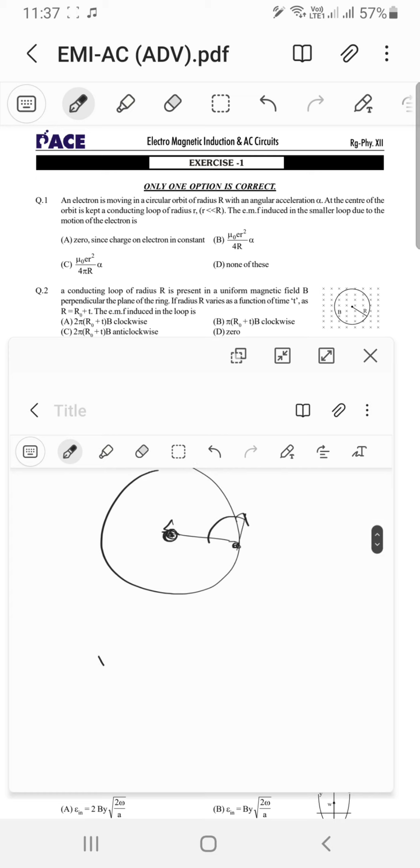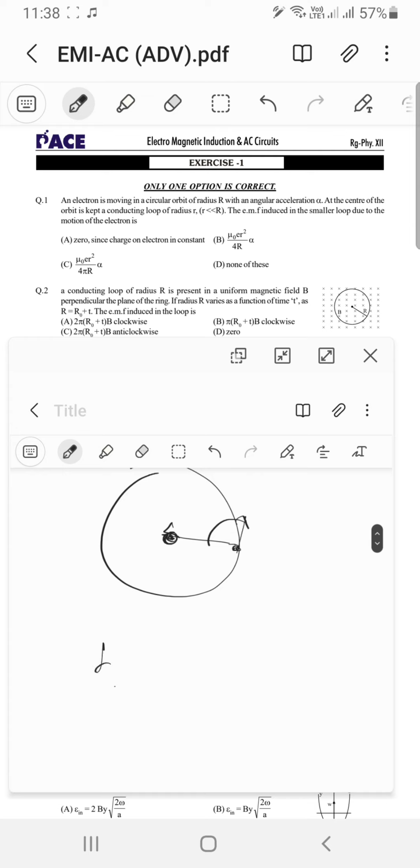But we also know that v squared by r is the centripetal acceleration. Let's talk about angular acceleration, because that's what we are given. Wait, something's wrong. V squared by r is centripetal acceleration. The angular acceleration is different altogether.